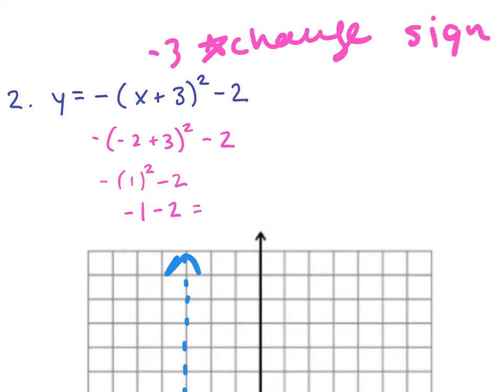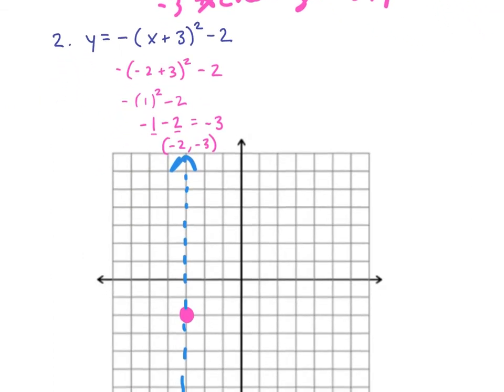-1 minus 2. Oh, no, negative. -3. So they're both negative, so we add the numbers together and keep the negative sign. So we plugged in -2 and got -3. So we're going to go to our graph. We go to the left 2 and go down 3. So that's our second point.